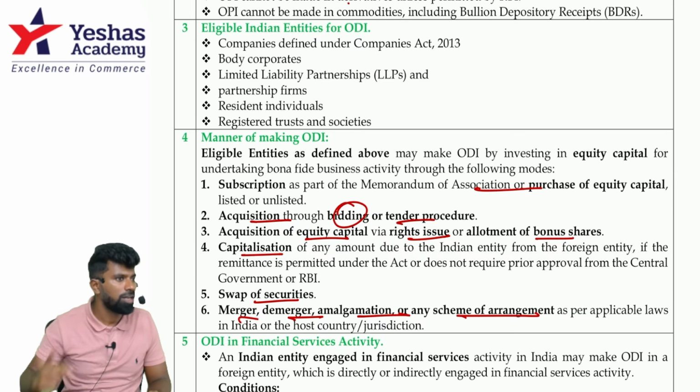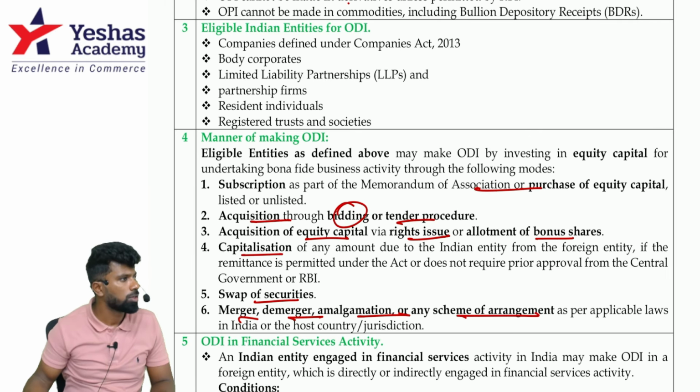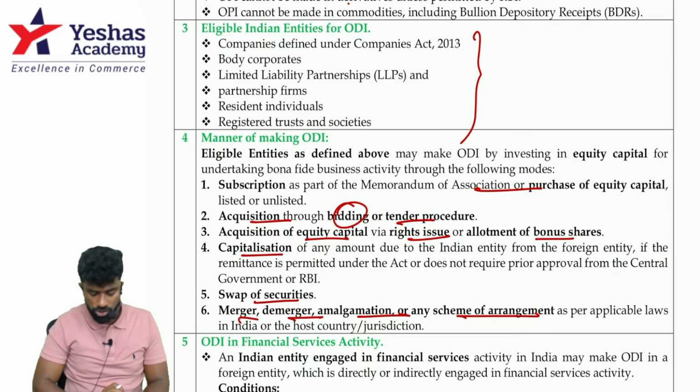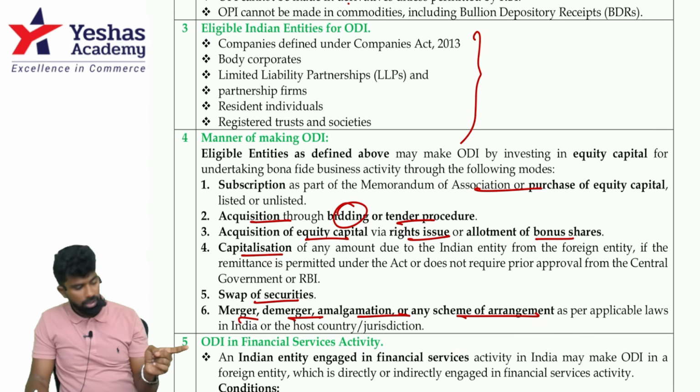Correct, right? Can we subscribe to the memorandum of foreign companies? No. Who can subscribe? These people can subscribe. Understood? Second one, can they acquire through bidding? Swap. What is swap? Share swap.